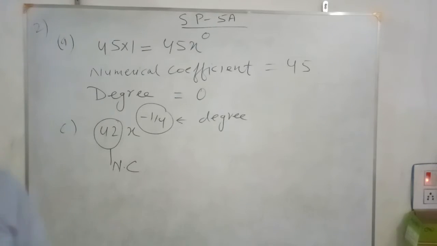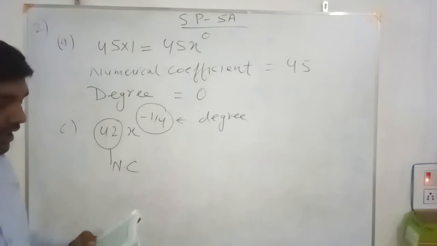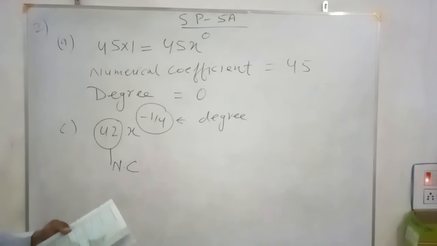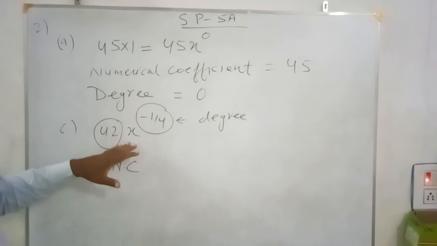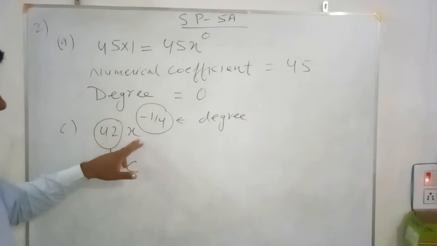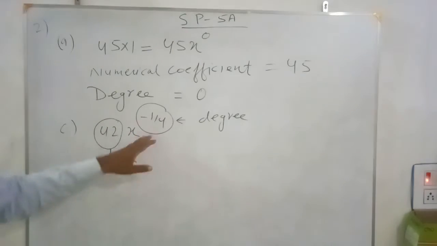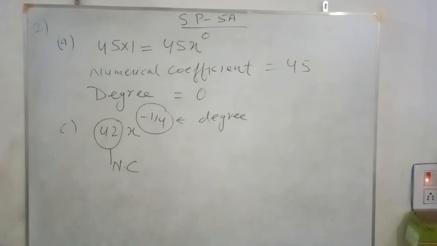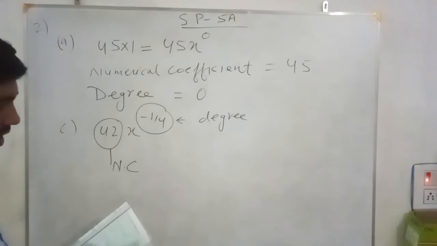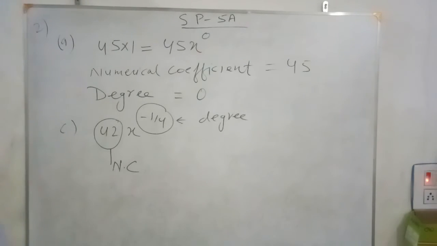Now here the question is: state the numerical coefficient and degree of each monomial. Here we also have to see whether it is a polynomial or not. The degree of x is a negative integer, so it is not a monomial. In this question we have to find the numerical coefficient and degree of each monomial, so only for monomials do we find the numerical coefficient and degree.